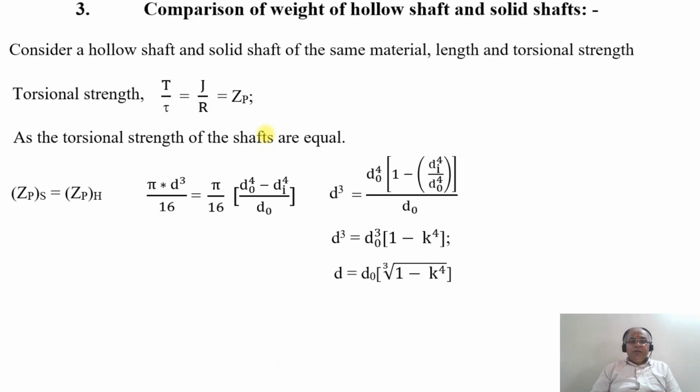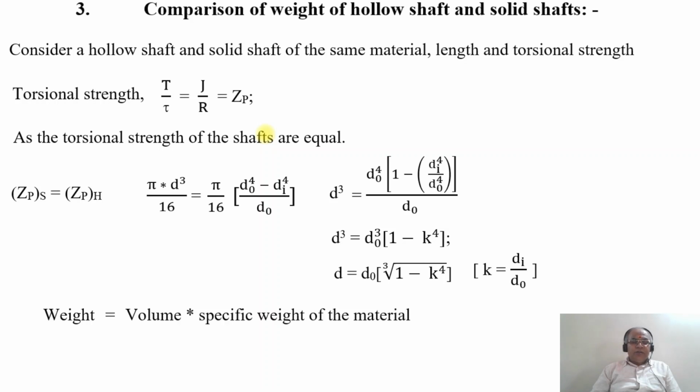power of 4. So since it is d cube, d will be equal to, taking the cube root, d naught into cube root of 1 minus k to the power of 4, where k will be equal to di by d naught. So what is going to be the weight? Weight will be equal to volume into specific weight of the material. So volume is area into length, into specific weight of the material, which will be equal to capital A into small l into small w.